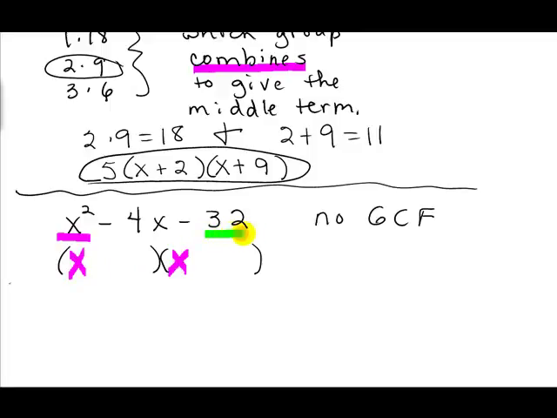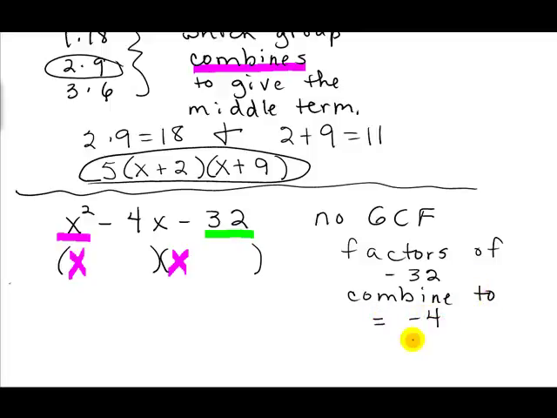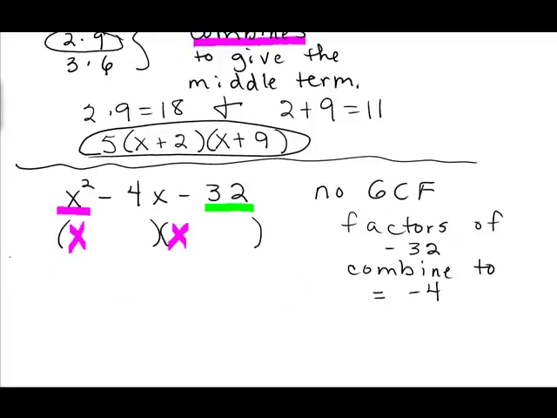Then look at the last term. We need factors of 32. But it's not just 32, it's negative 32. So we need factors of negative 32 that will combine to equal negative 4.